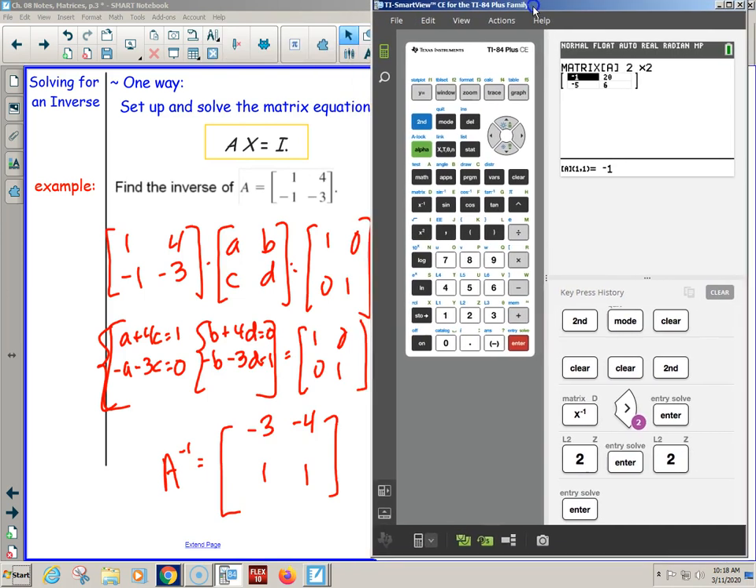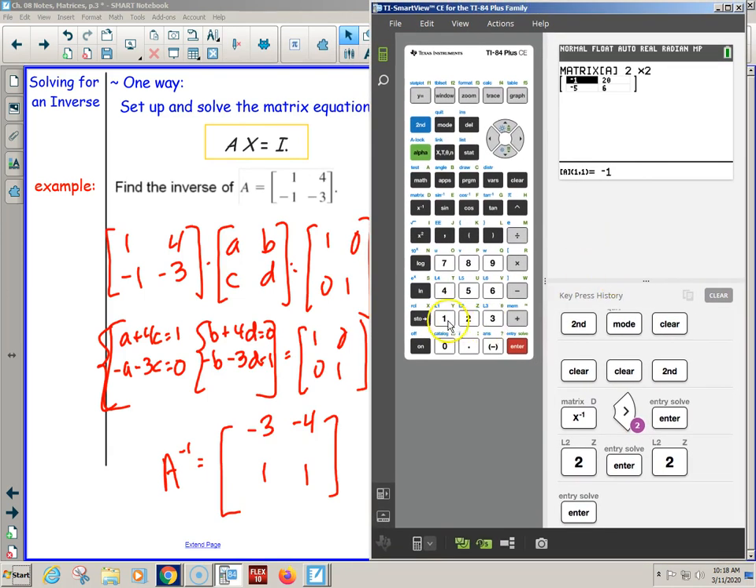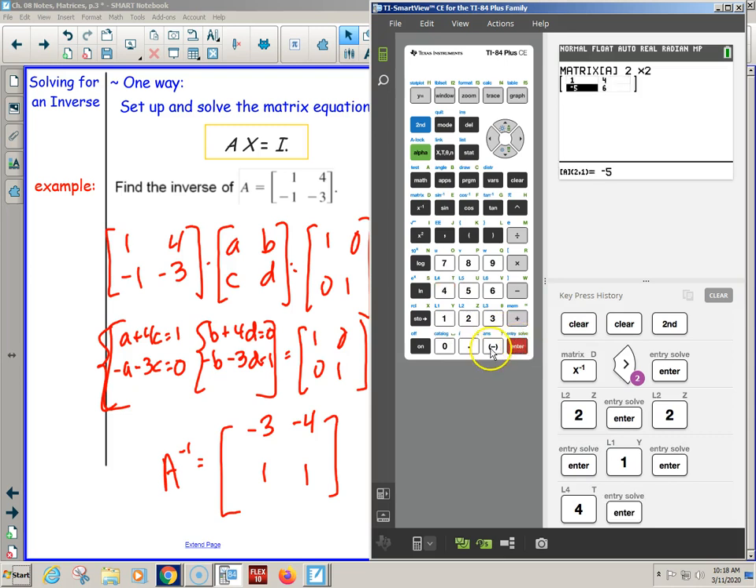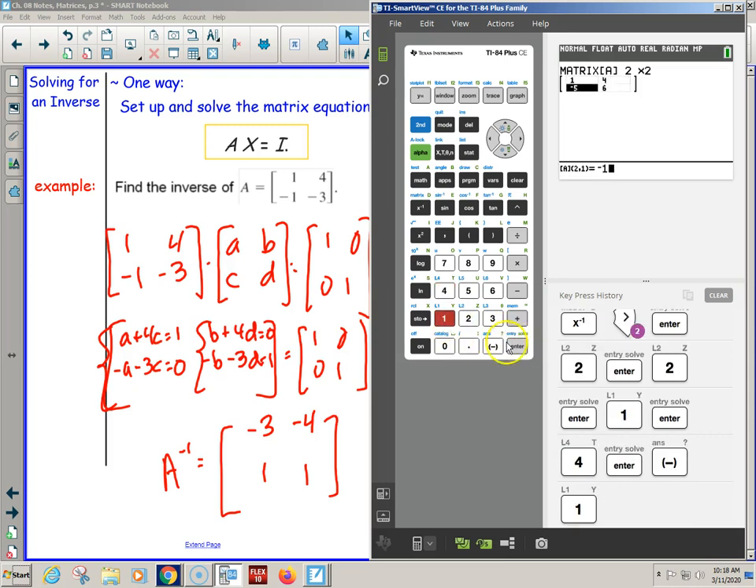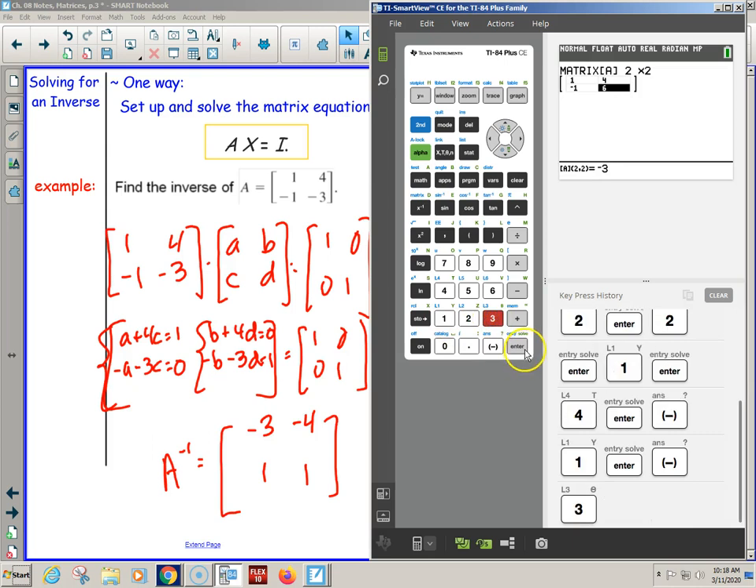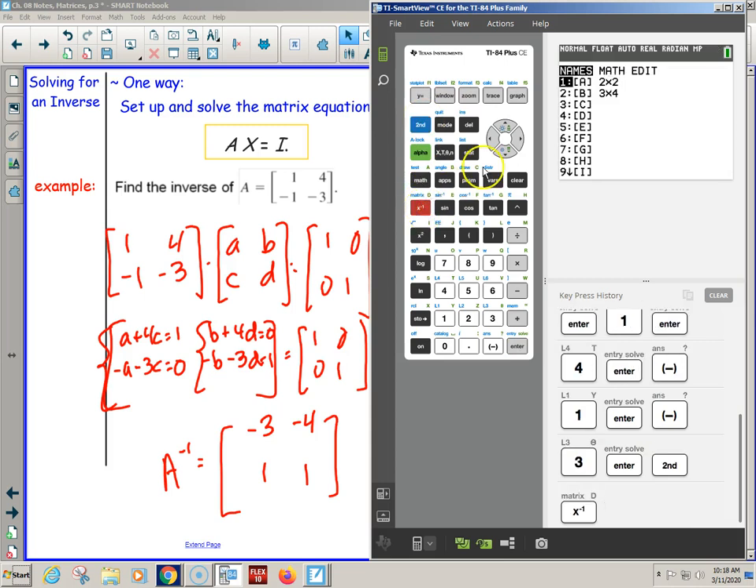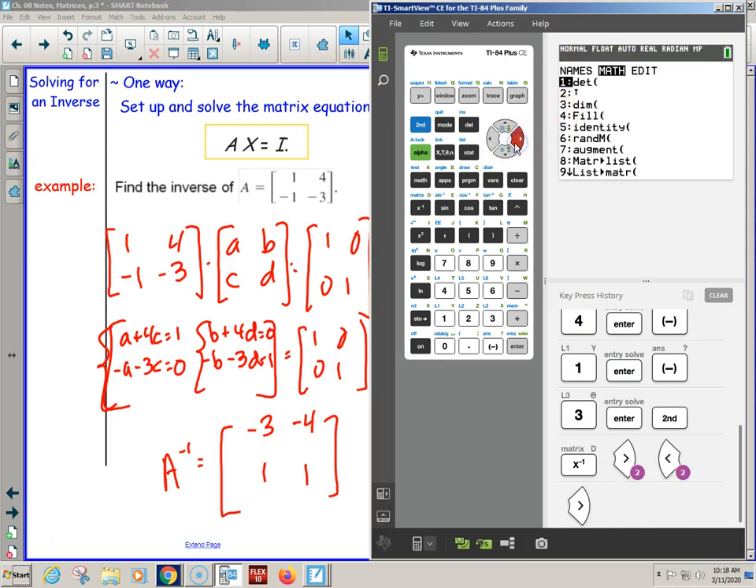My question is, once you have this matrix put in, how can you use your calculator to help you check? Or, even better yet, if you're allowed to use your calculator, where in your calculator finds the inverse for you? It's not in that edit, because that's where we make them. It's not in that names, because that's where we find the A, find the B, find the C. But this math menu had RREF. Does anybody see anything in there that looks like an inverse?